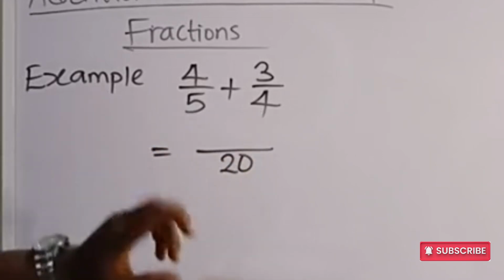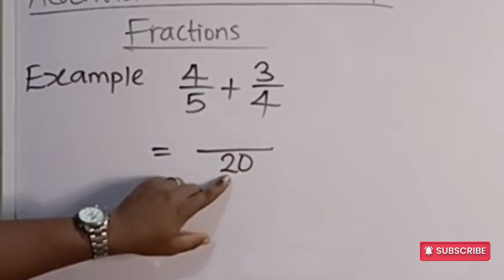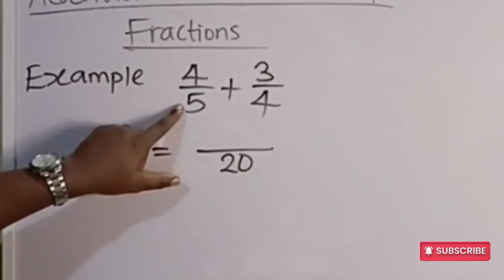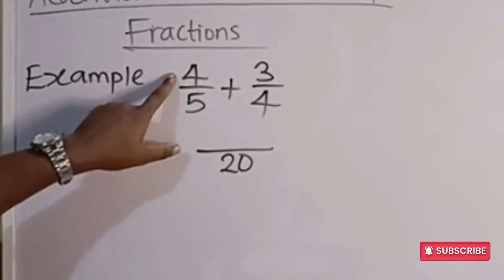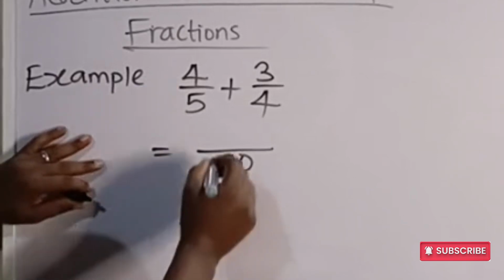Okay, next, 20, which is the common denominator, divided by 5, that will give you 4. 4 multiplied by 4, that will give you 16. So we have 16 here.